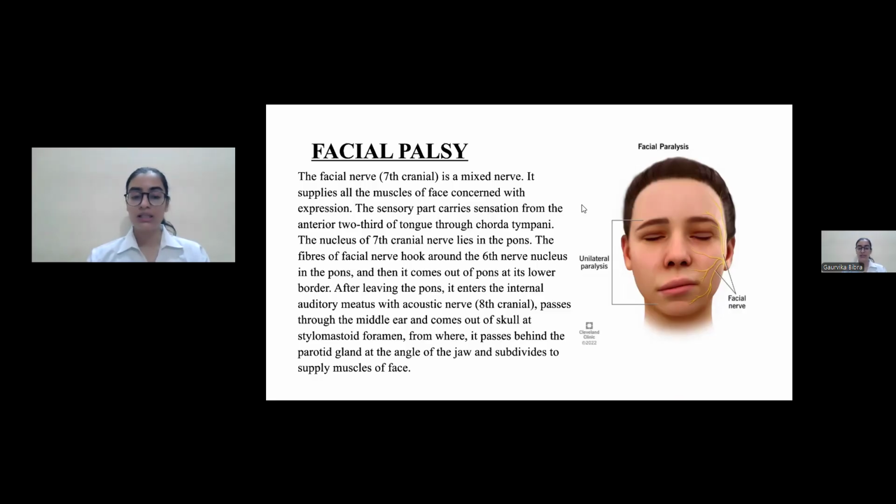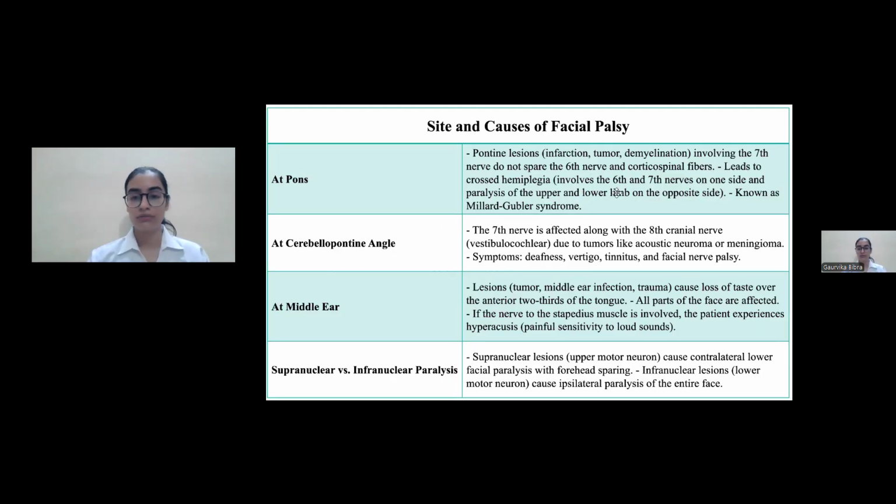After leaving the pons, it enters the internal auditory meatus with the acoustic nerve, the eighth cranial nerve, passes through the middle ear and comes out of the skull at the stylomastoid foramen, from where it passes behind the parotid gland at the angle of the jaw and subdivides to supply facial muscles. Now, this was the course of the facial nerve. This is very important. It could be asked in the viva, and you could write it in the theory exam and score more marks.